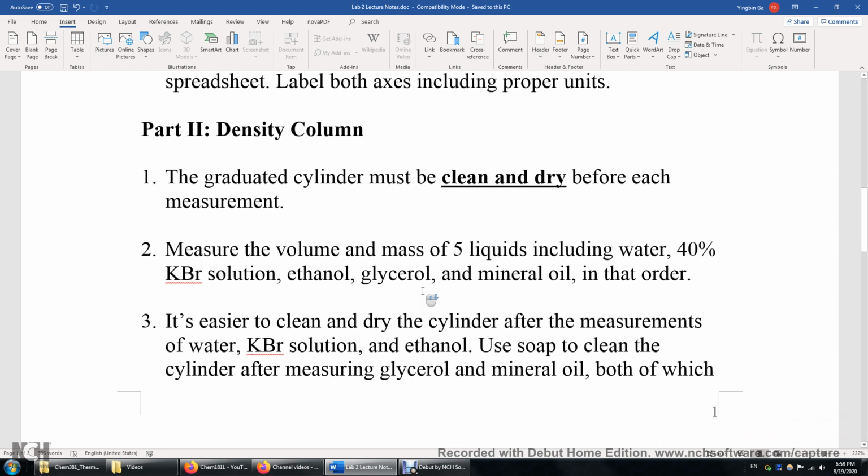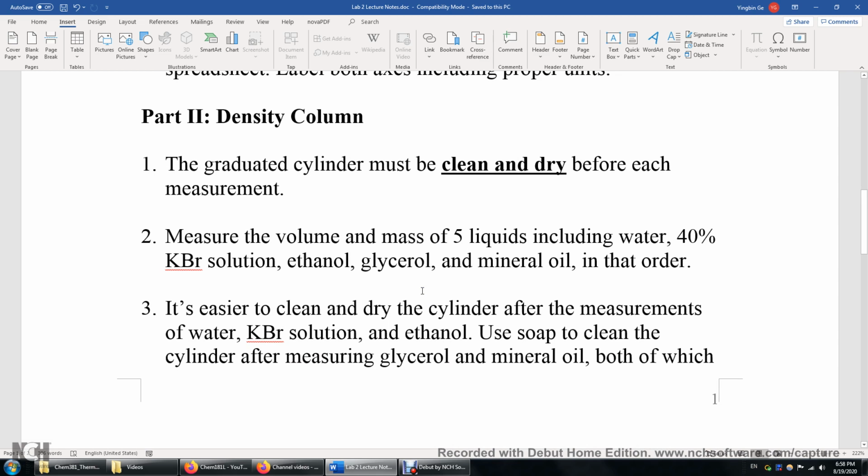Now let's look at part 2, density column. In this part, you will measure the volume and mass of 5 different liquids. They have different density values. And then you will use these 5 liquids to make a density column. After you make this column, you can measure the range of the density of 5 different solid objects. Again, you will not be able to determine the exact density value of these objects. You can only determine the range.